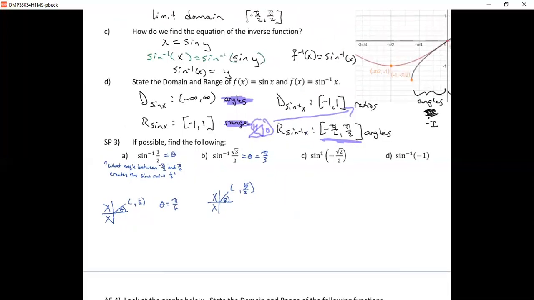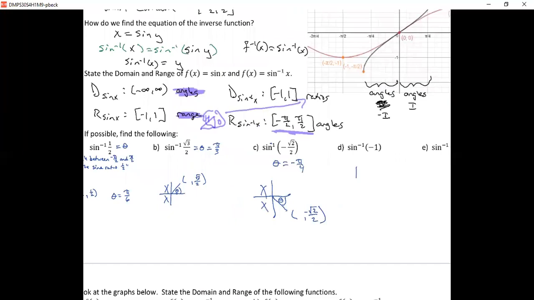So for C, now we have a negative ratio. So what angle between -π/2 and π/2? That's supposed to be a -1 right there. I've corrected that and it still hasn't fixed. So what angle between -π/2 and π/2 creates the y-coordinate on the unit circle, or the sine ratio, of -√2/2? The angle that creates that is -π/4.